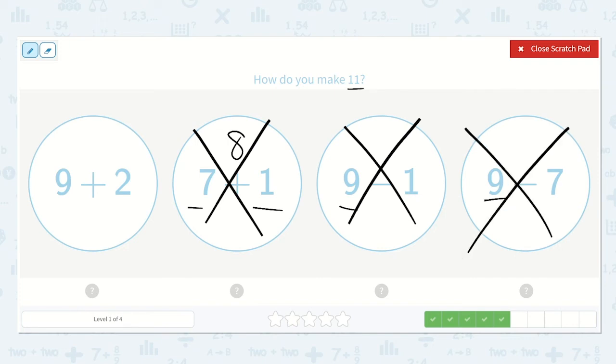Here we have 9 plus 2. Well, I could draw 9 dots. 1, 2, 3, 4, 5, 6, 7, 8, 9, and 2 more. Let's count them all. 1, 2, 3, 4, 5, 6, 7, 8, 9, 10, 11. 11. And that is the number we were looking for.